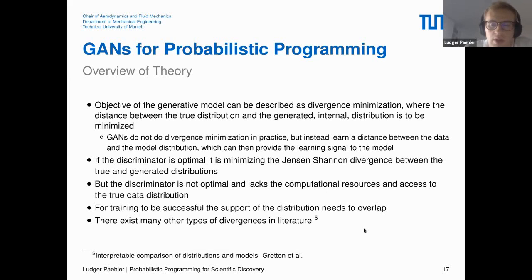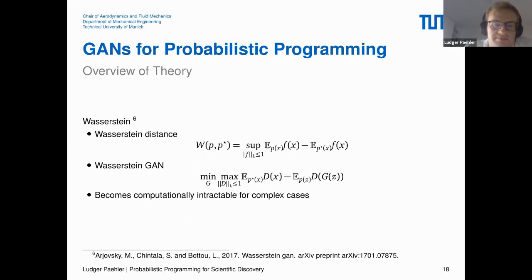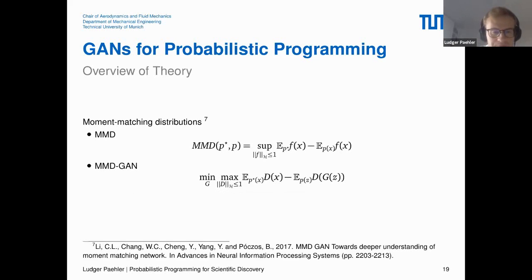There exists a whole load of divergences in the literature. One of them is, for example, Wasserstein. It's I guess one of the most famous ones. The Wasserstein GAN was really big a few years ago, and it's still a really big area. Then again, the Wasserstein distance becomes computationally intractable for complex cases. This is where, if you want to incorporate it as a building block, you really need to watch out for how difficult the model actually is. But the inference will be tractable there.